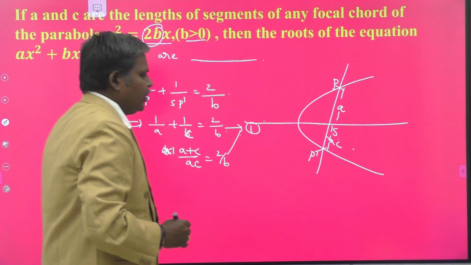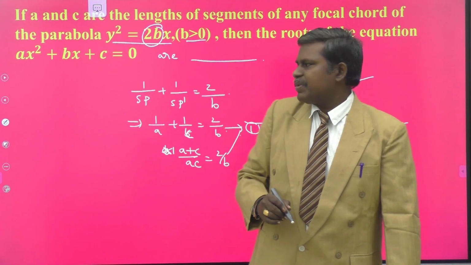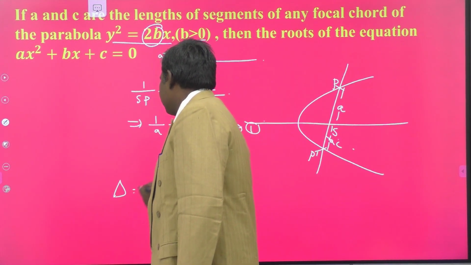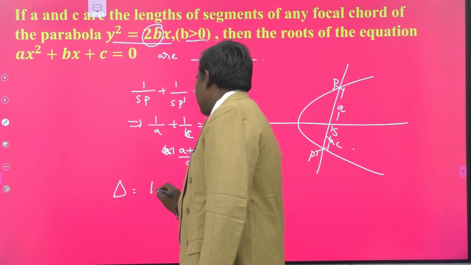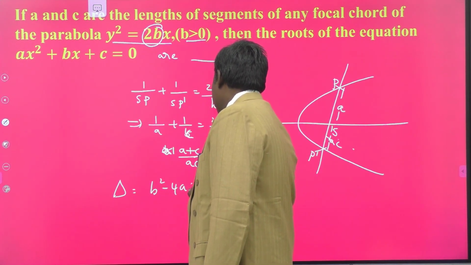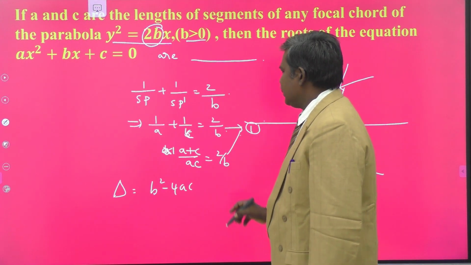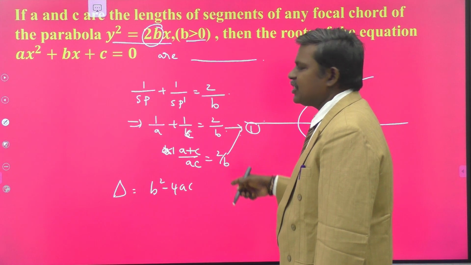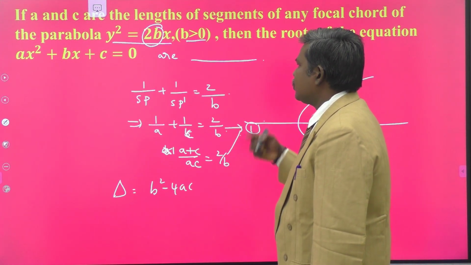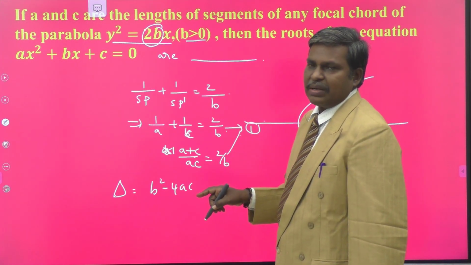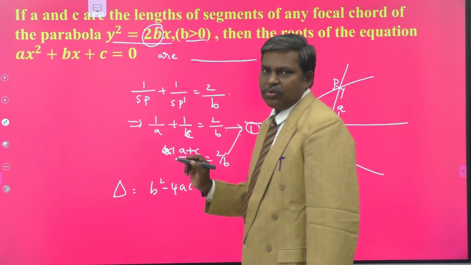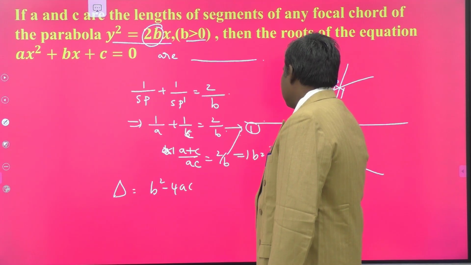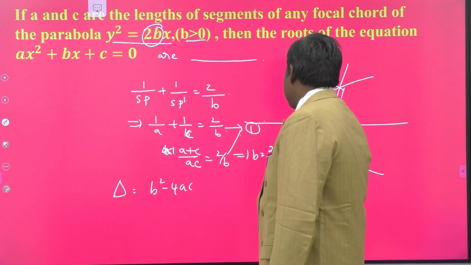Now we have to find the nature of the roots of ax square plus bx plus c. What is the discriminant of that quadratic equation? Discriminant is equal to b square minus 4ac. From this condition itself, we have to decide whether it is positive or negative. If it is positive, roots are real and distinct. If it is negative, roots are imaginary. If it is equal to 0, roots are real and equal. From this equation, what is the b value? b is equal to 2ac by a plus c.